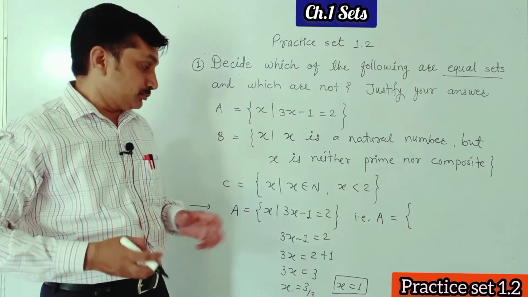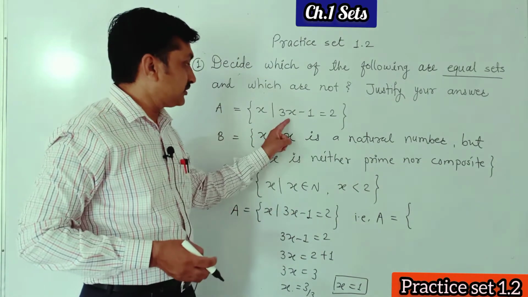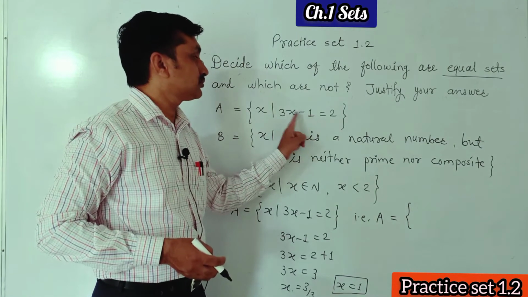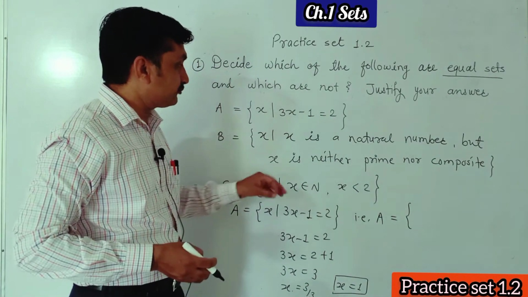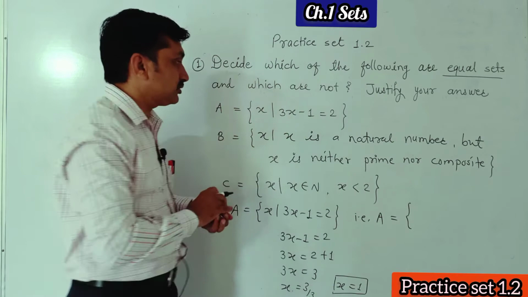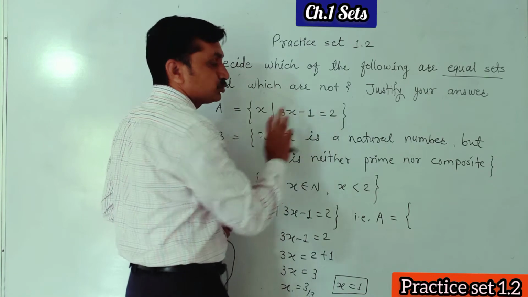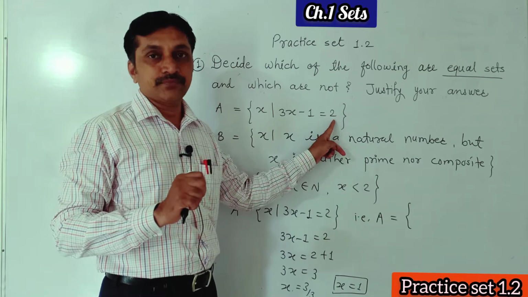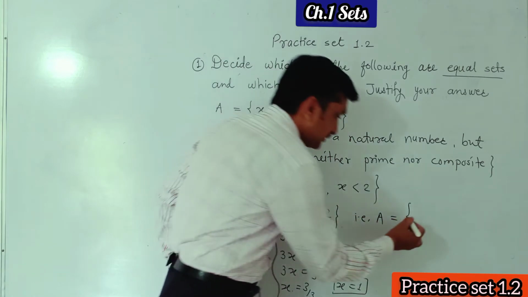If we put x is equal to 1, 3 ones are 3, minus 1, we get 2. There is only one number that gives 2, and that number is 1. You can check: if you put 1 here, 3 ones are 3, 3 minus 1 is 2. And if you put any other number, you don't get 2 on the right side. There is only one number, and that is 1. The answer is 1.